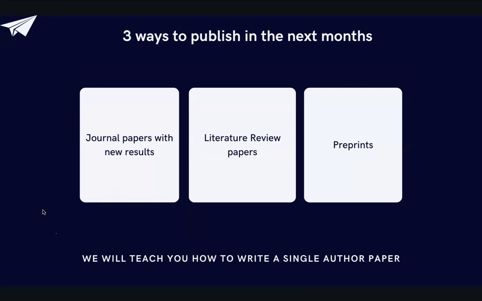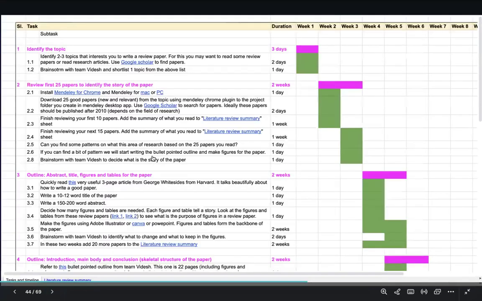So these two ways you can publish your paper in the next few months, and you can start doing that from now itself. And then the third is preprints. Generally students first submit their papers to a preprint server like arXiv, because the reviewing process is much more lenient on arXiv, and then they submit to a journal. Let me just show you an example.